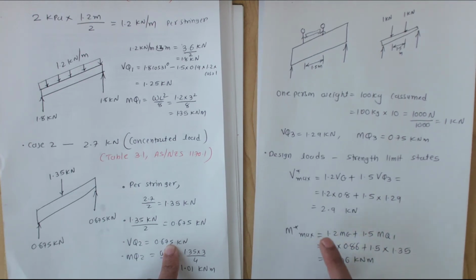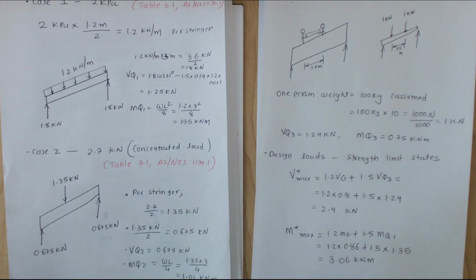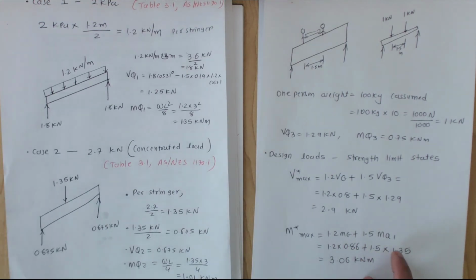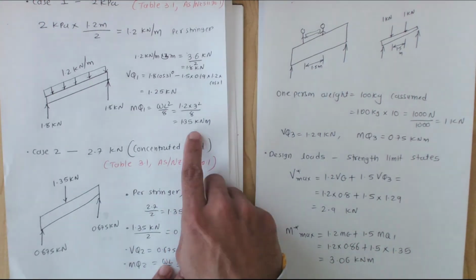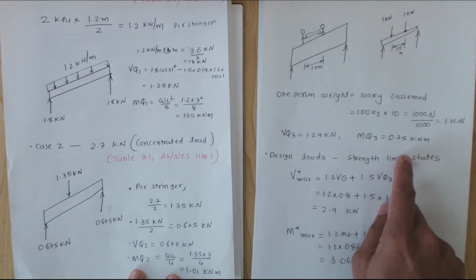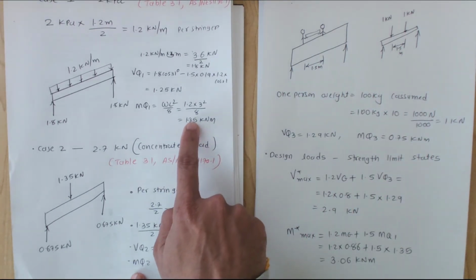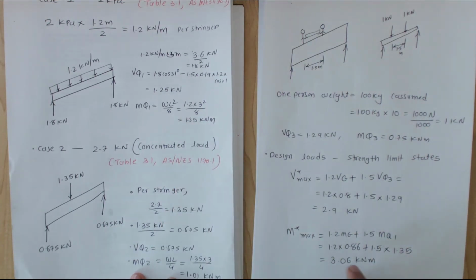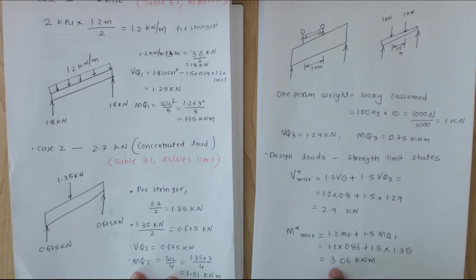Now moments: 1.2 times the moment due to the dead load plus 1.5 times the moment due to the live load. The dead load moment we calculated is 0.86 kilonewton meters. Again you have 3 options: 1.35, 1.01 and 0.75. Among those, load case number 1 with 1.35 gives the maximum moment, so you substitute 1.35, which gives me a maximum moment of 3.06 kilonewton meters.